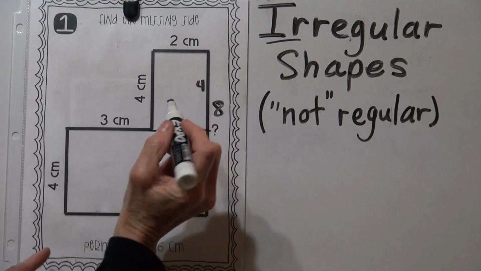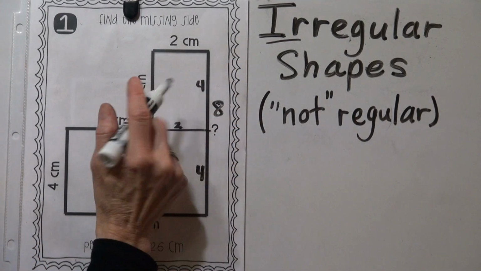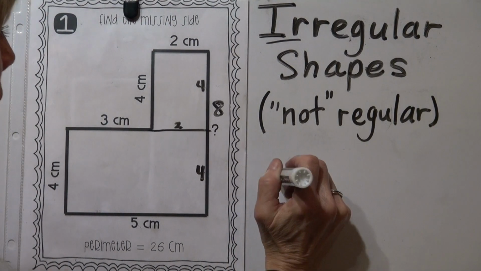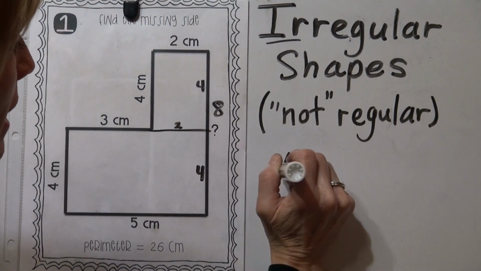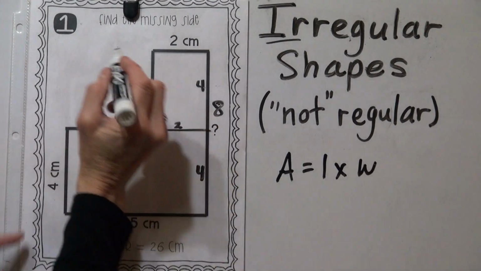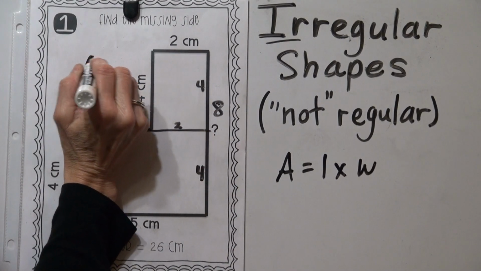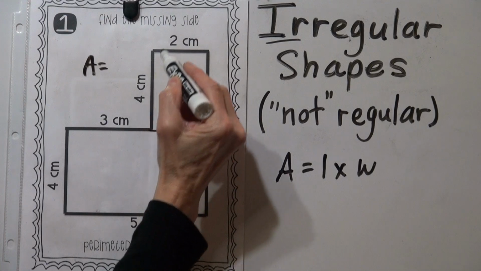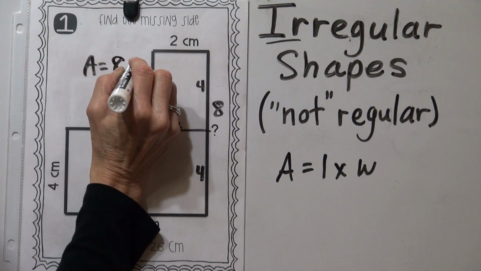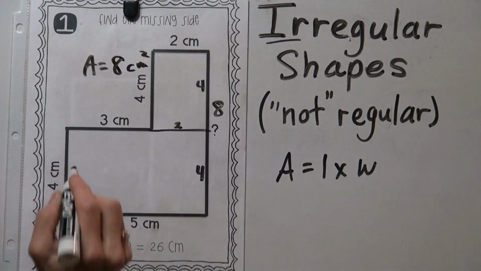So let's try it. If I look at this rectangle, it's 4 on this side, 2 on this side. But we know that for area, all we have to do is area equals length times width. So this one here, the area of this one is 4 times 2 is 8 square centimeters.